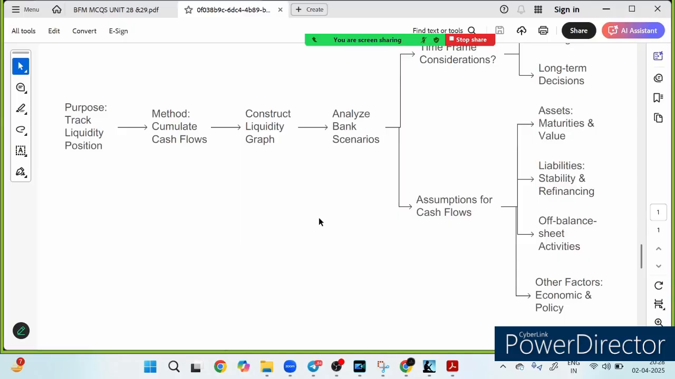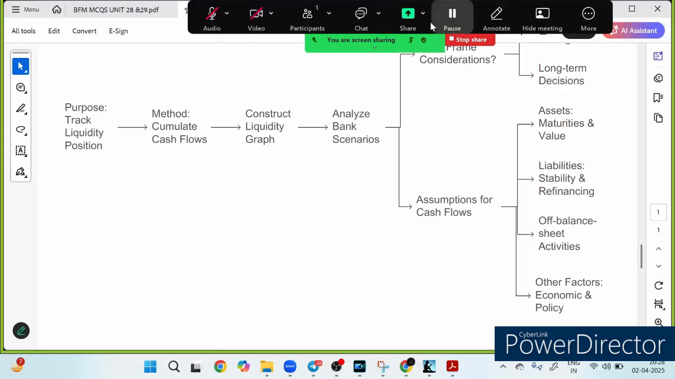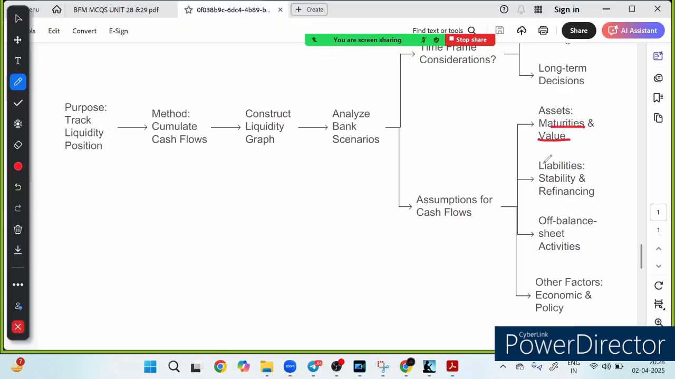When assessing liquidity, it is very important to make assumptions about future cash flow. What kind of maturity, what kind of value do the bank assets hold? So you can see regarding asset maturity and value, and regarding liability, stability and financing. Similarly, we need to assess the stability of bank liabilities, that is, obligations such as loan repayment. So what are the liabilities for a bank? Like loan repayment, the bank has to repay the loan, or suppose some debt is there, debt is also a liability. So we also need to assess the stability of bank liabilities such as loan repayment and debt.